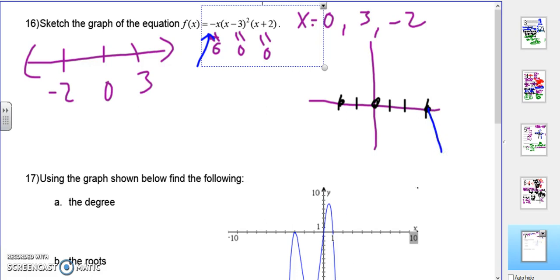And remember, the squared is where there's a bounce. So there should be a bounce at the 3. So if I bounce, that means it has to go down. Then it's going to go through the 0 and then through the 2, negative 2. So it should look something like that.